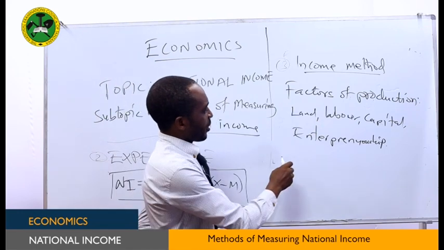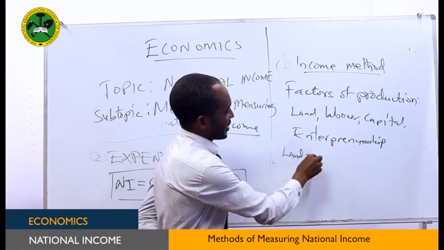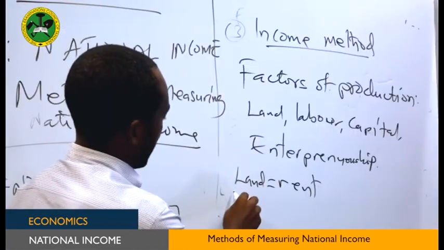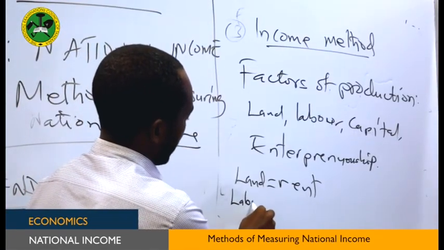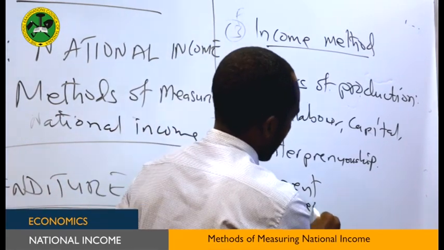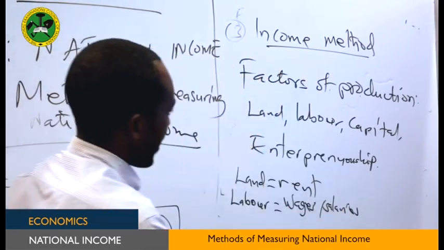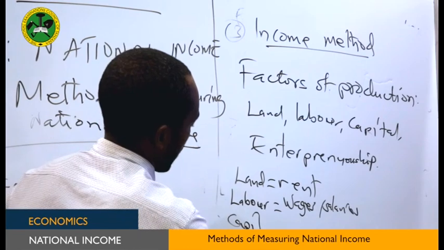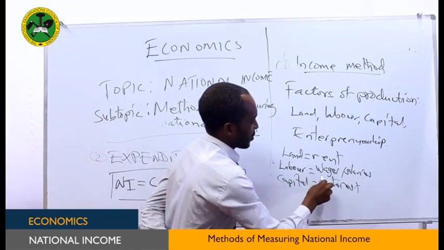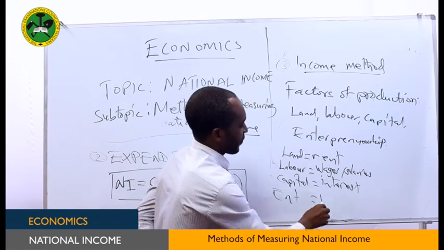Now we know the income from land is rent, the payment we make to labor is wages or salaries, for capital it is interest, and for the entrepreneur it is profit.